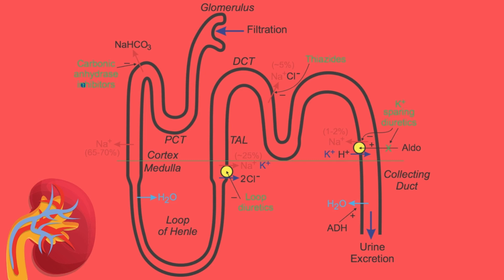The loop diuretics act on the ascending loop of Henle in the kidneys, inhibiting the reabsorption of sodium and chloride, which leads to increased urine production and fluid loss. Thiazide diuretics work in the distal convoluted tubules, reducing the reabsorption of sodium, chloride, and water, which results in diuresis and decreased blood pressure.